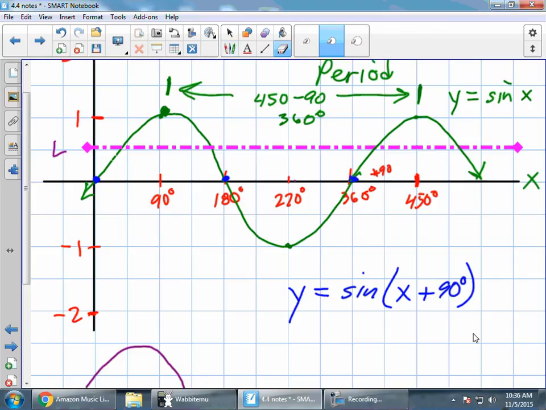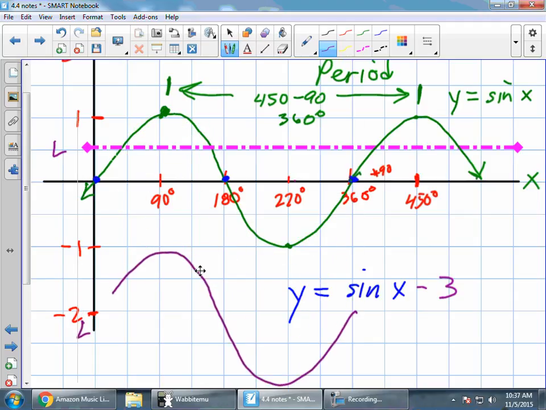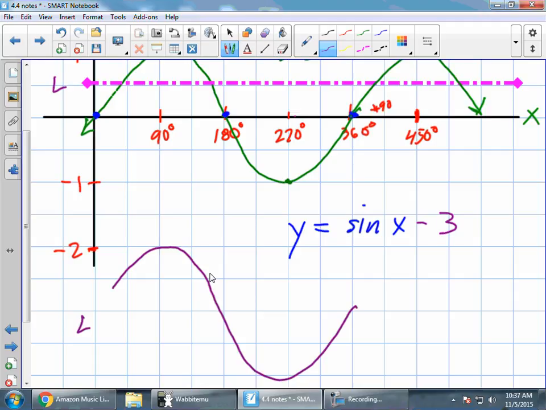The last one we had was, let me think. Oh, I know. Where we went sine x plus 3. Let's go minus 3 here because I'm running out of room. Claire, you doing okay? Minus 3. Okay, and again, this one vertically shifts down 1, 2, 3 units and would just look like that. Everything else is the same.